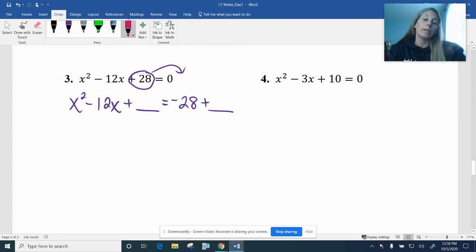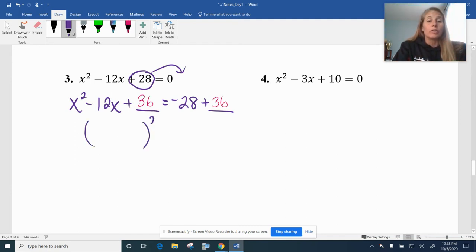So 12 divided by 2 is 6. 6 squared is 36. So now when I factor this perfect square trinomial into the square of a binomial, it's x minus 6 squared. And I combine my like terms over here on the right, and I get 8.